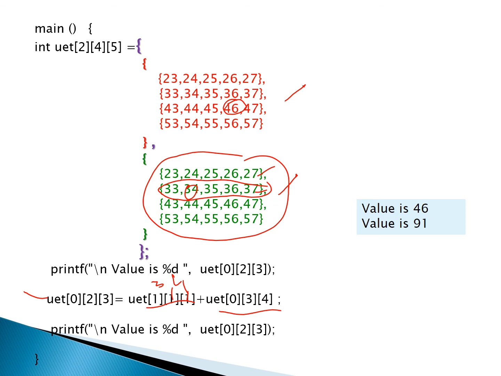Now 0, 3, 4 means this is array 0 and 3, 0, 1, 2, 3 and 4, 57. So 57, so 91 is the output. So that's how we access individual elements in three-dimensional arrays.